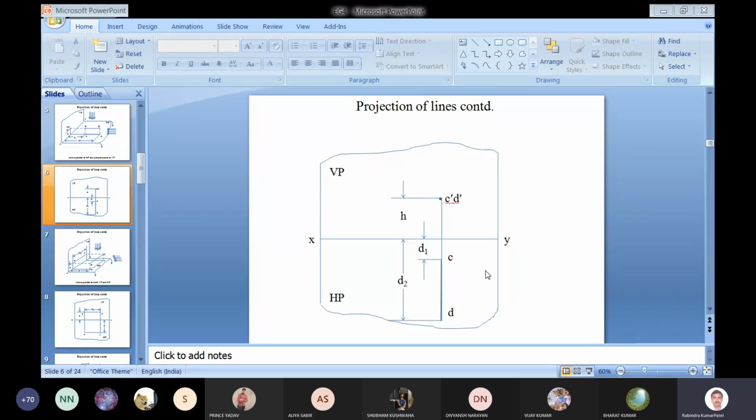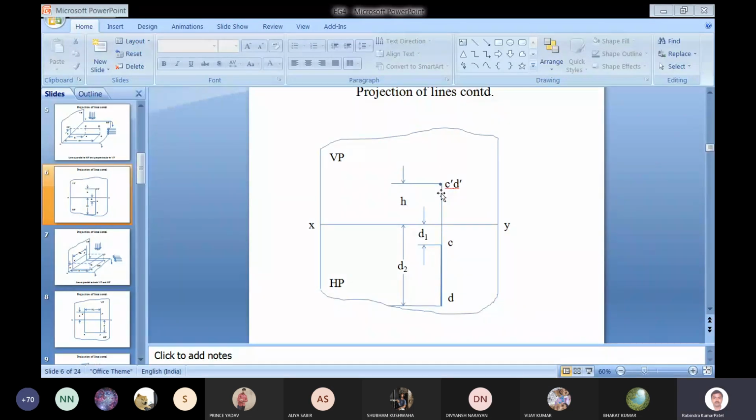Here you can see C dash D dash is a projection of line CD, and here cd is the projection of the same line CD onto the horizontal plane, and this is the top view of the line, and this point which is denoted by the point is the front view of the line.